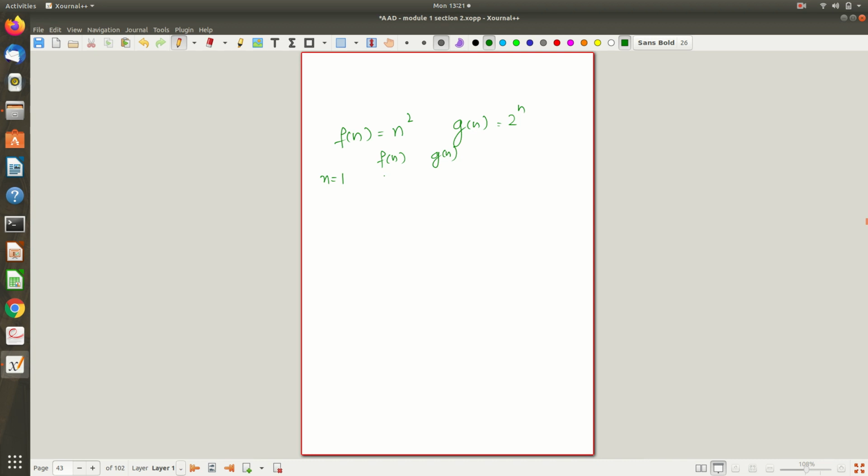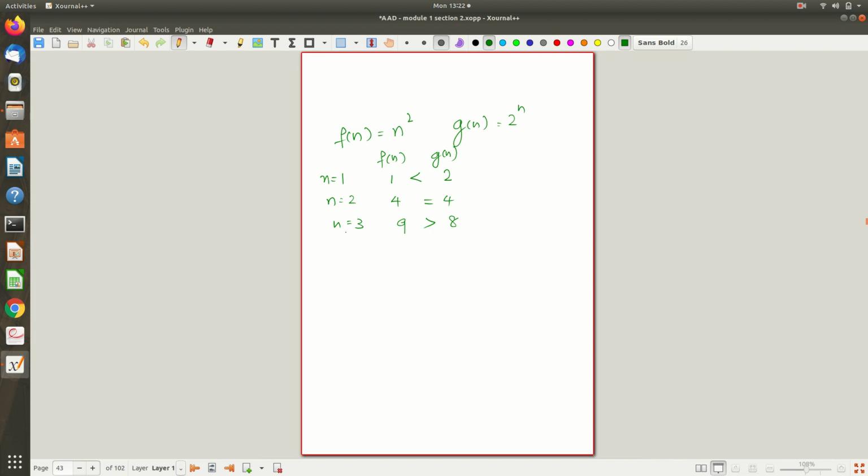So when you do it like this, for n equal to 1, n square is 1 and 2 power 1 is 2, so this is found to be larger. When n is equal to 2, you get 4 here and 4 here, so both look the same, right? When n is equal to 3, you get 3 square, that is 9, and here it is 2 power 3, that is 8. So this is larger. Now you are getting confused about which is larger.